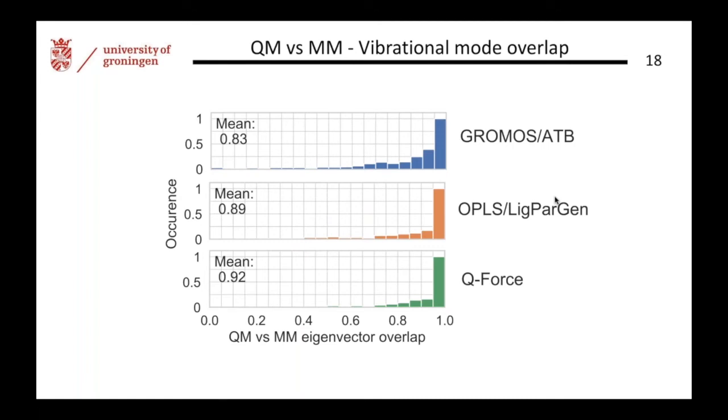And aside from vibrational frequencies, also the vibrational modes that correspond to those frequencies are very important. And we look at this by means of overlap between the QM and MM vibrational modes. So 1 means a perfect overlap and 0 means no overlap. And you can see this for the 3 force fields. And for these small molecules, you can see that all 3 force fields perform relatively well. The QForce one has a higher mean overlap compared to the other 2 force fields, especially the Gromos one.